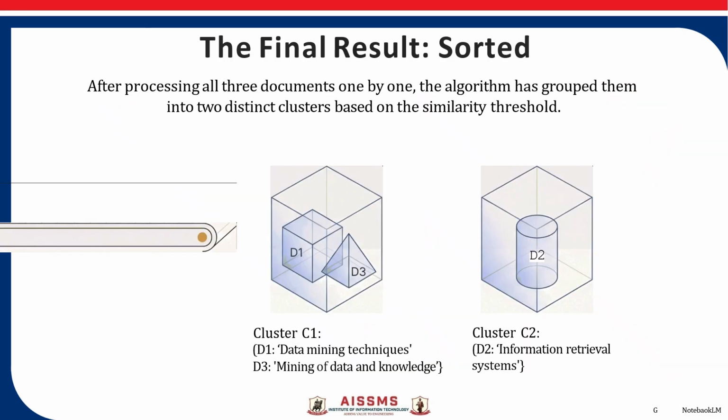The final result: sorted. Now that we have processed all three documents one by one, we can see our final landscape. The algorithm has successfully grouped them into two distinct clusters based on our similarity threshold. Cluster C1 contains documents D1 and D3, while cluster C2 stands alone with D2.